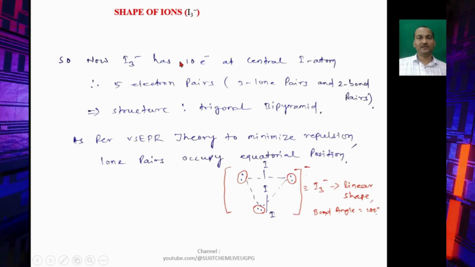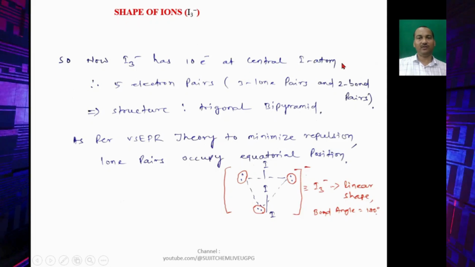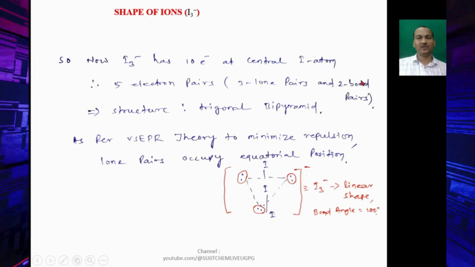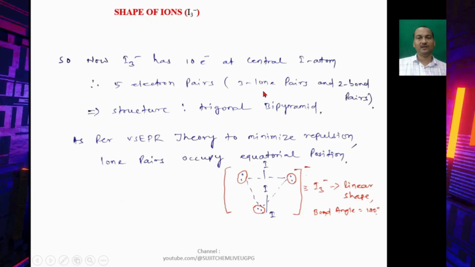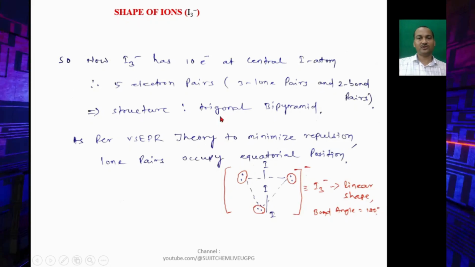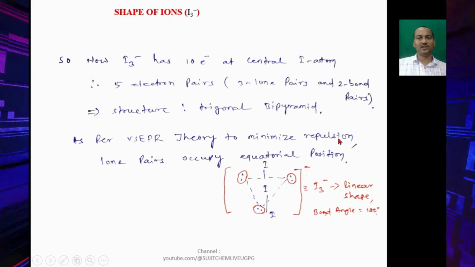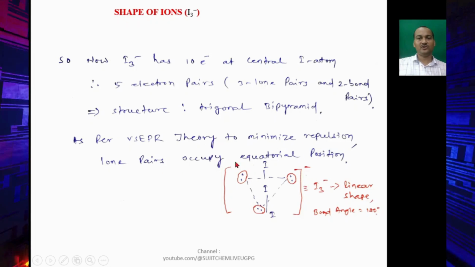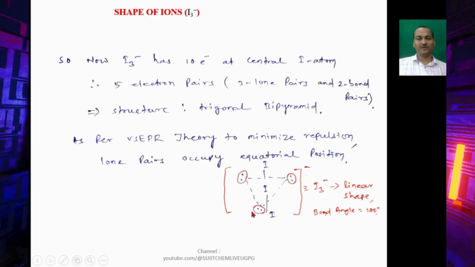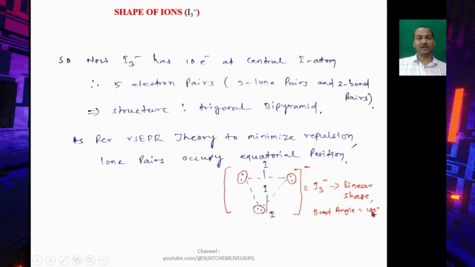So now I3 minus has 10 electrons at the central iodine atom. So 5 electron pairs, 3 of them lone pairs and 2 bond pairs. That is, one is a covalent bond and another is a coordinate bond. So the structure should be trigonal bipyramid. As per VSEPR theory, to minimize the repulsion, lone pairs will occupy the equatorial position. So this is the structure of I3 minus. So it is linear in shape and bond angle is 180.